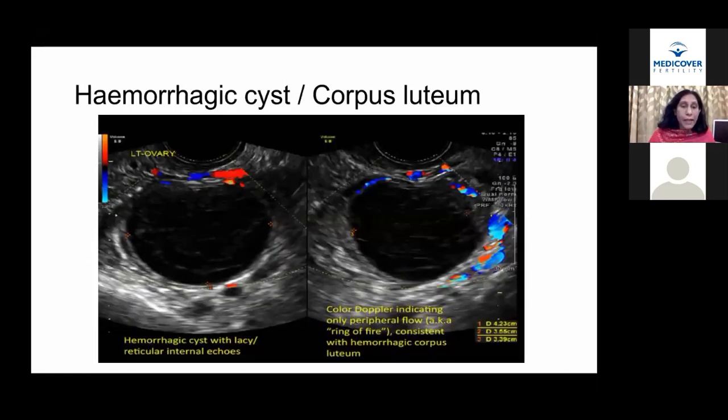Now, this is a hemorrhagic cyst with lacy or reticular internal echoes. And also the corpus luteum, where you can see this is a ring of fire on the color Doppler. If you put color, you can see a lot of color along the periphery.